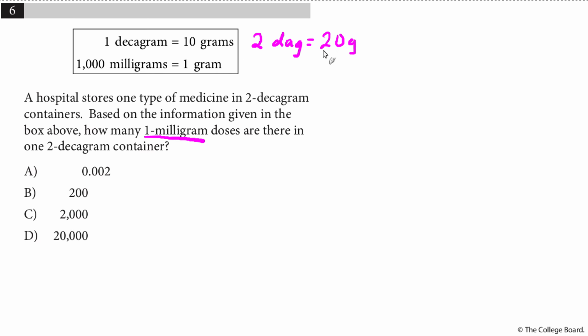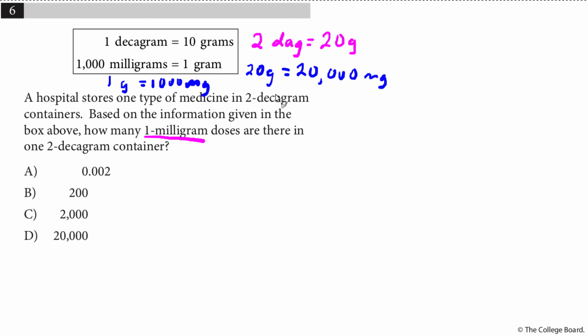Now I can sort of use the same process to say, okay, if 1 gram, so let me turn this around so we see it the same way. 1 gram is 1,000 milligrams. That means that 20 grams will be 20,000 milligrams. And from all of this, if I want 1 milligram doses, then I can see that I would have 20,000 of them. Now that's how I would do it.